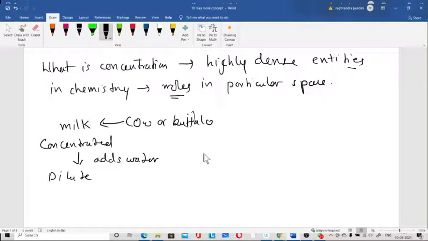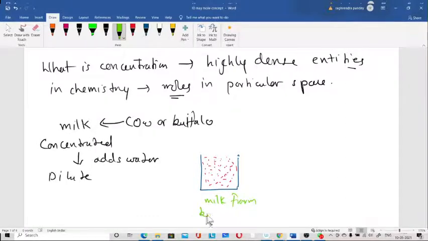Suppose, let's take an example. So this is the container, and this is the milk from the cow or buffalo, then you dilute it.